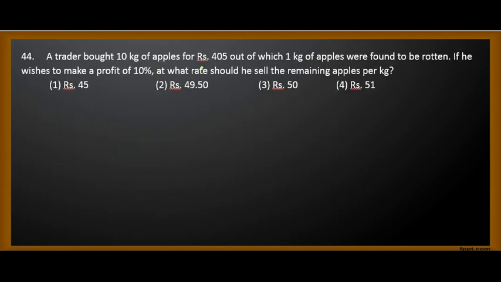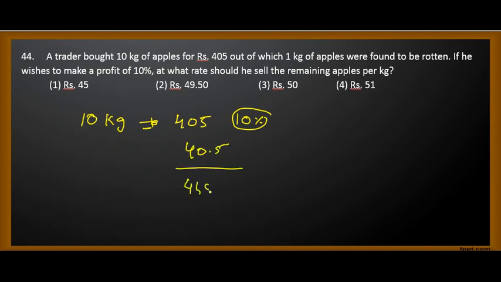Trader bought 10 kg of apples for 405, out of which 1 kg of apples were found to be rotten. If he wishes to make a profit of 10%, at which rate should he sell the remaining apples per kg? So 10 kg apples he bought for 405 rupees. He wants to get a profit of how much? 10% he wants to get. Okay. So what is 10% of 405? 40.5. In the total transaction he has to get 445.5.